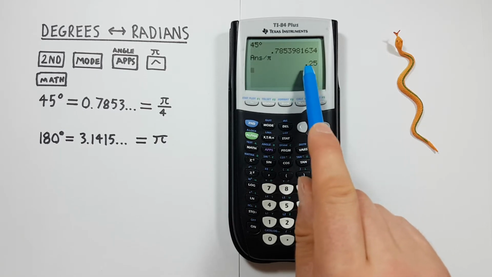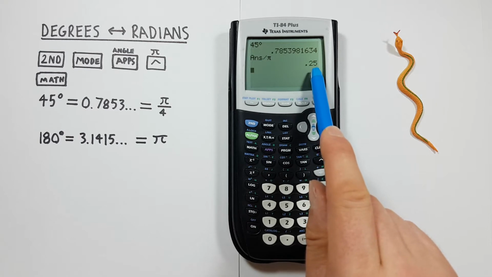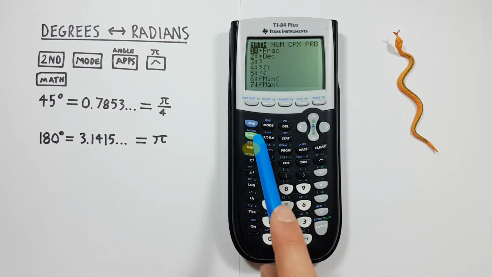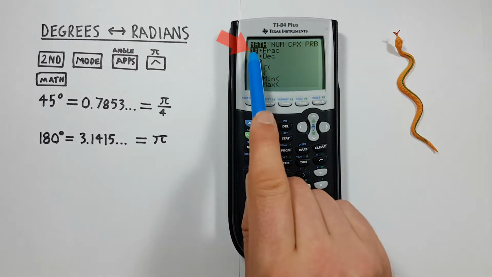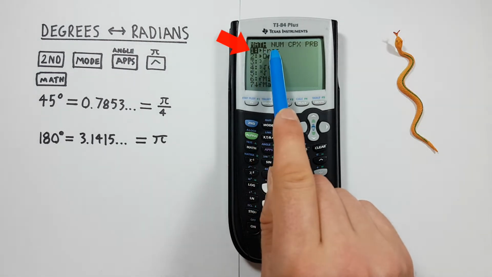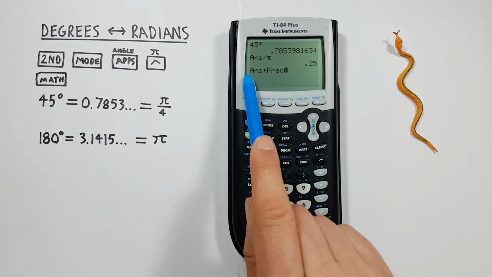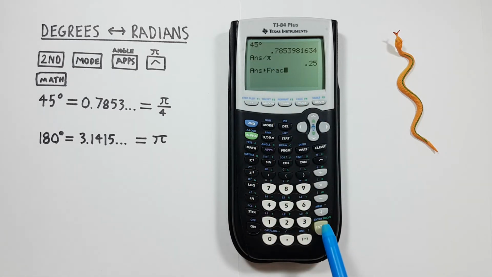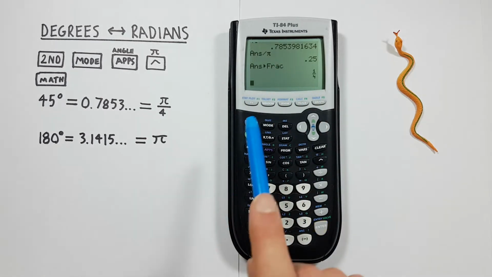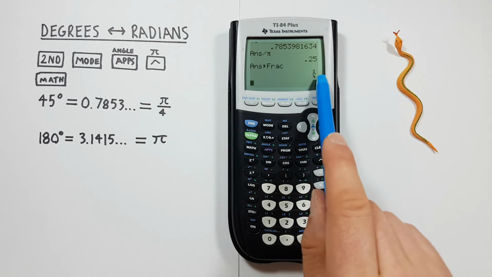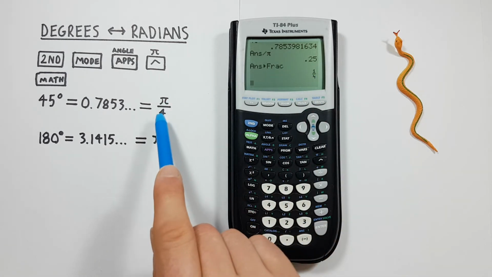But if we want to convert that to a fraction, we can do that by pressing the math and then selecting the first option here, into fractions. So we press enter, answer into fractions, enter again, and we get a result of 1 over 4, or pi over 4.